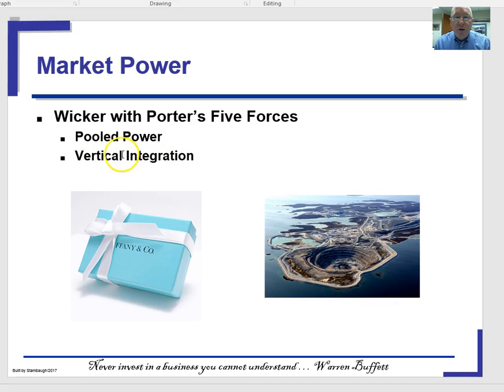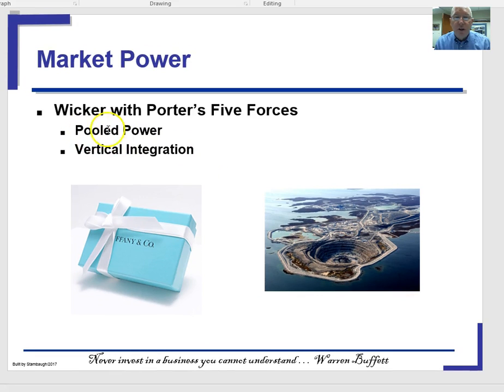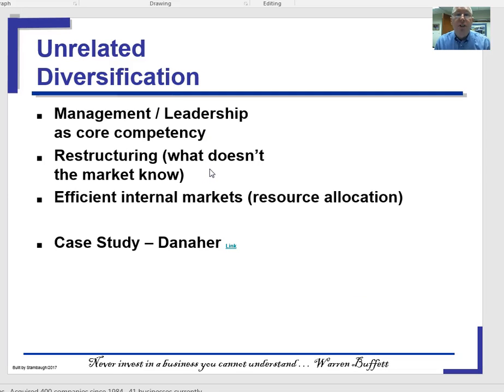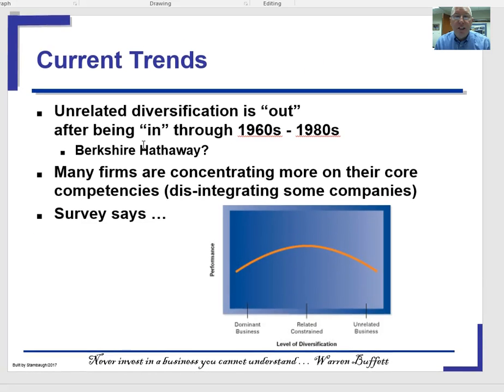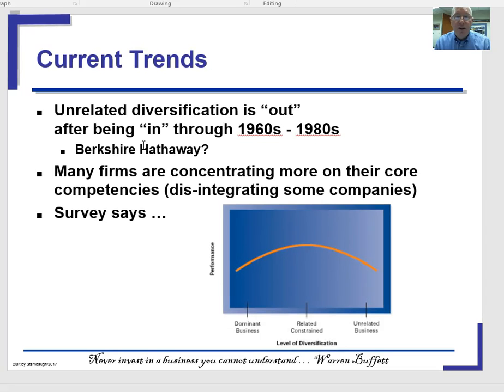Important that you understand what vertical integration is, both forward and backward. And also that you understand what pooled power can be, although I think that's really going to be more helpful for an alliance question. Make sure you understand what unrelated diversification is, be able to spot it, and understand the advantages with it. And I believe that is everything for Chapter 6.